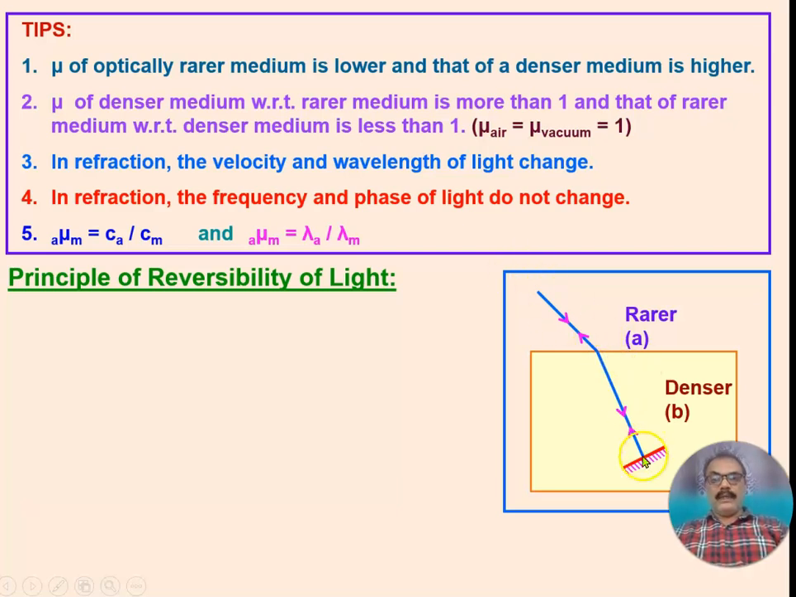So that means, whatever way light is coming, it will go back by the same path. This we call the principle of reversibility.